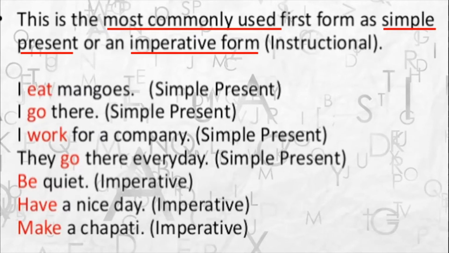Let us look at some examples here. See, I eat mangoes. Simple present, eat. If you turn the pages in the dictionary, you will find eat under the section E. The next example: I go there. Go is again an example of a verb in the base form. When you add some things to this go, you make it going, or gone, or goes, but that is a different form. This is the base form.